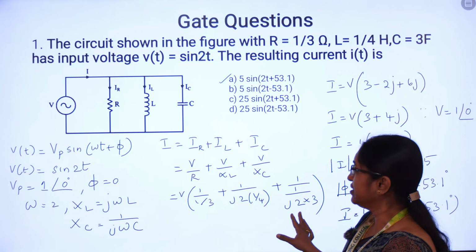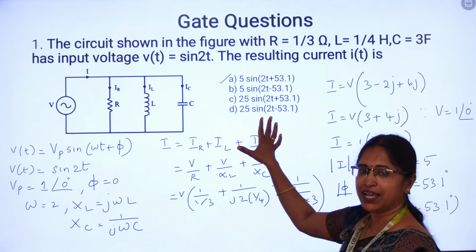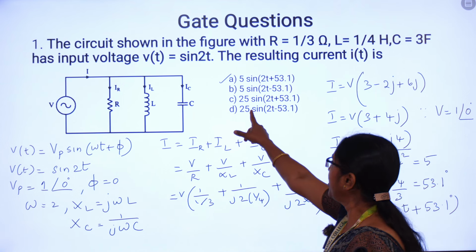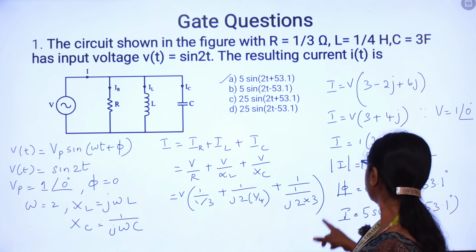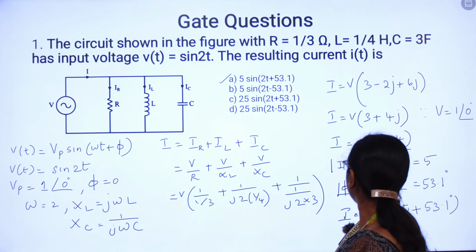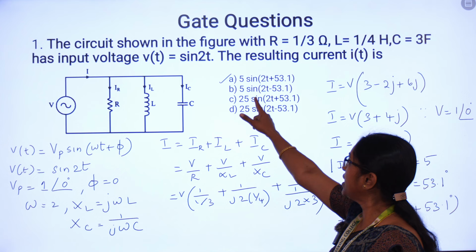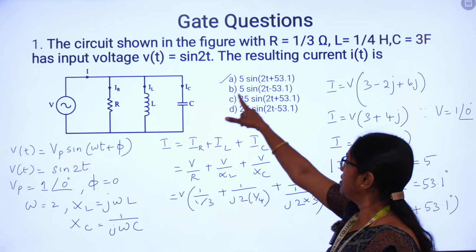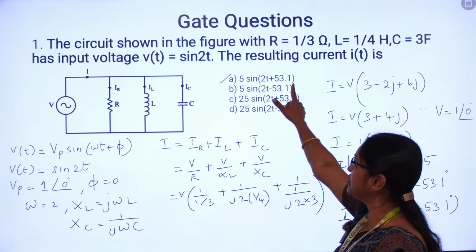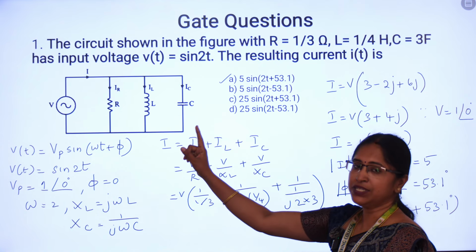Even if you are not calculating the angle, in this problem particularly, all the angles are the same. So the angle is already given in the answer. All the options have the same value, 53.1. And you need to find out whether it is 25 or 5, plus or minus angle. Since the magnitude we have calculated for current is 5, your angle for voltage is 0 and current is also positive, so you have a positive angle. So your answer for current, in terms of time domain, is 5 sine of 2t plus 53.1, where omega is 2 as given in the question. So answer A is the correct answer for this problem. That is the overall current that is flowing through this circuit.